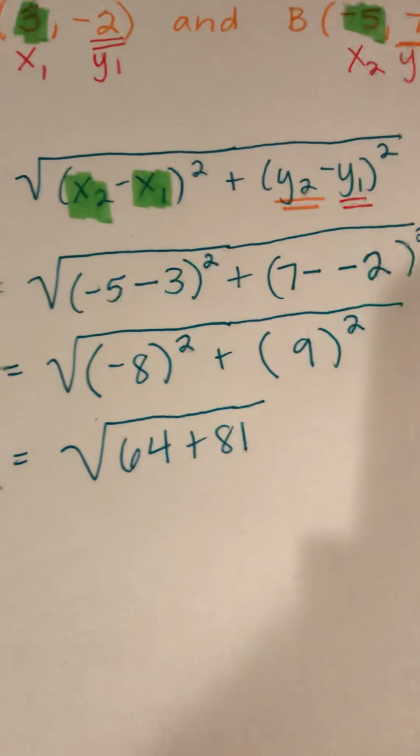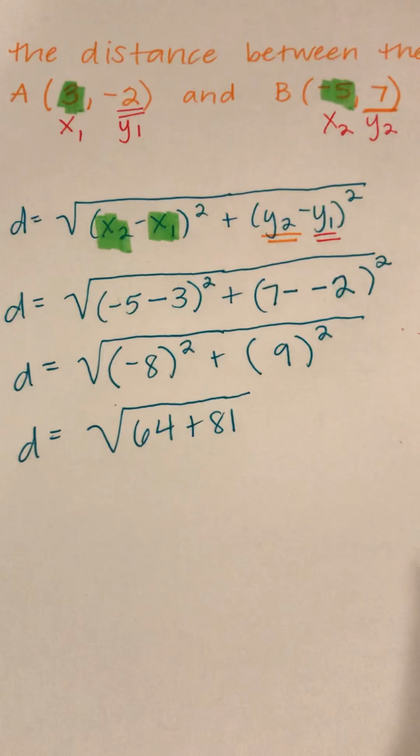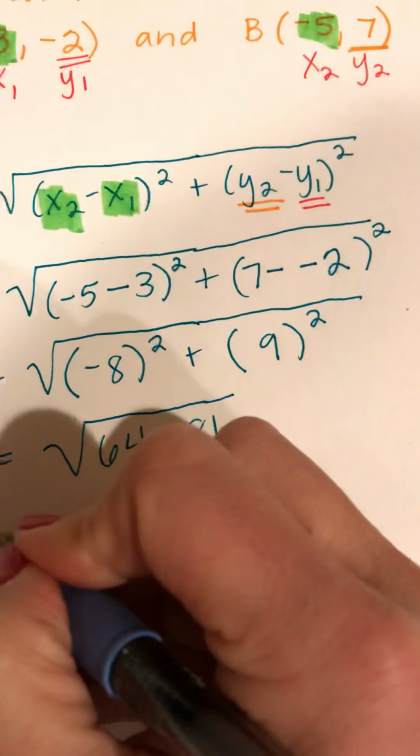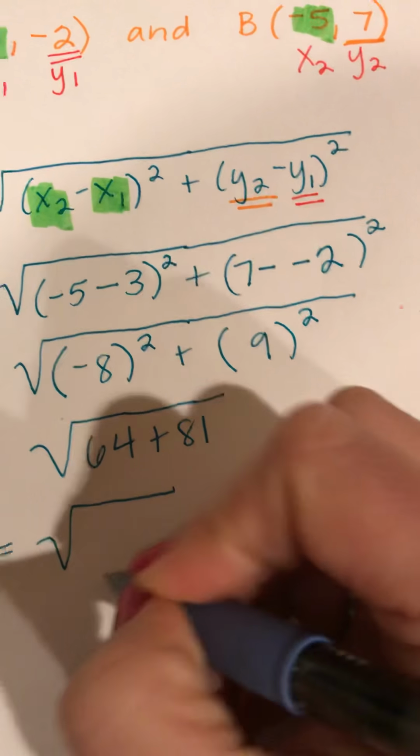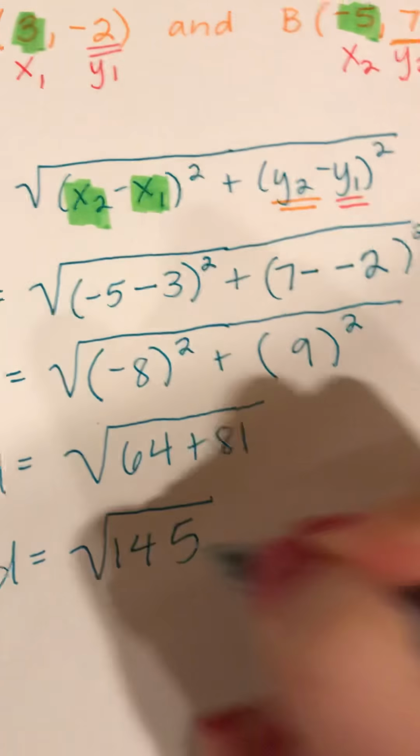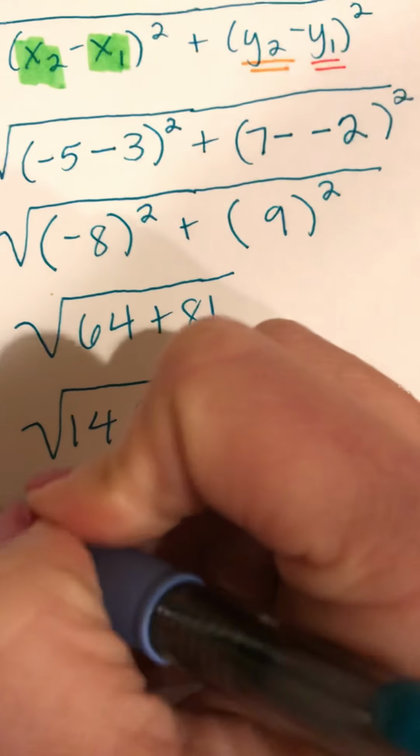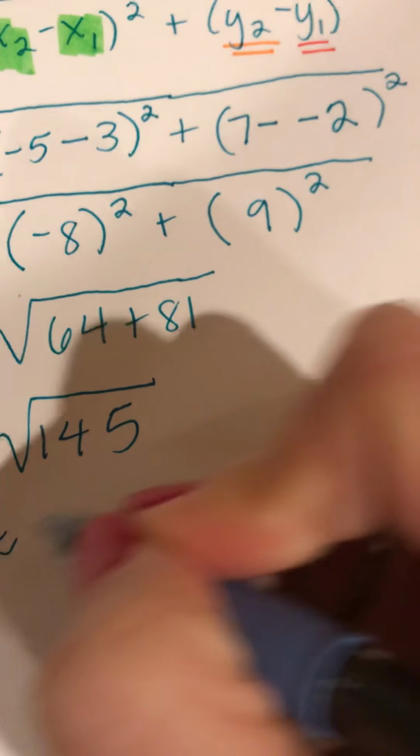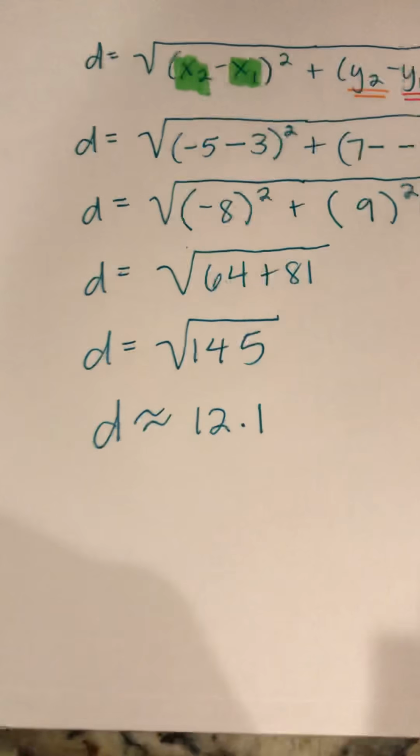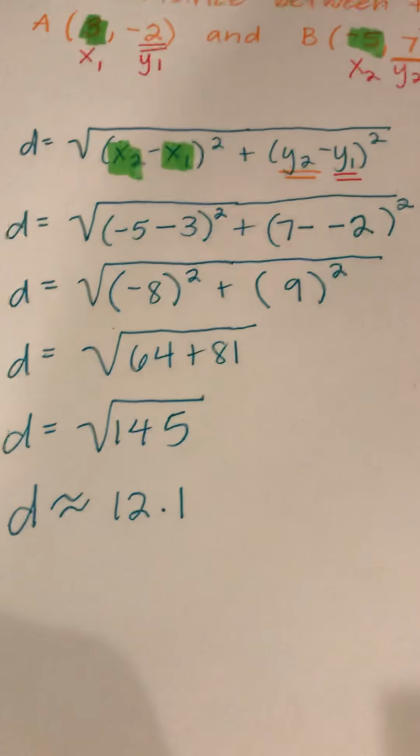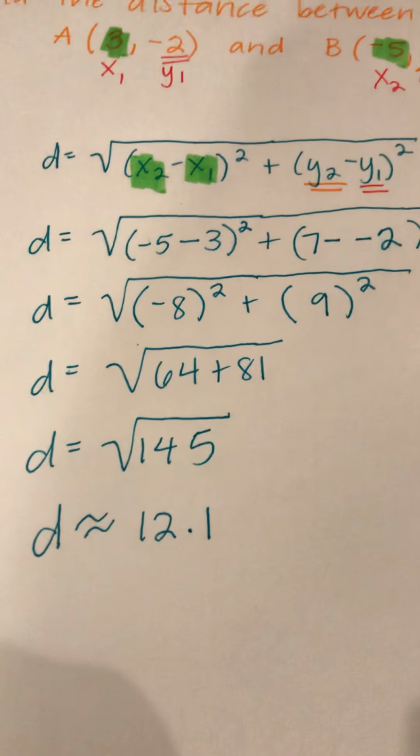And again, you might just type this all into your calculator all in one fell swoop. So D is going to equal the square root of 145. So your distance is going to be approximately 12.1 if I'm not mistaken. I don't have a calculator right in front of me. Okay? So that is how you find distance.